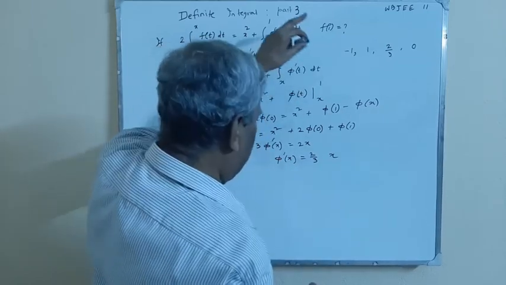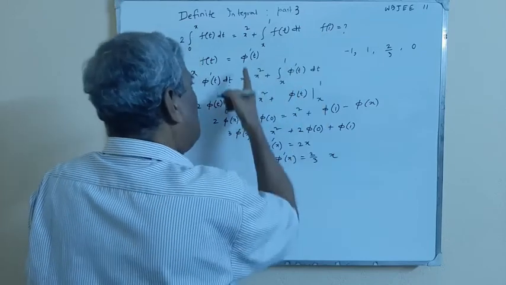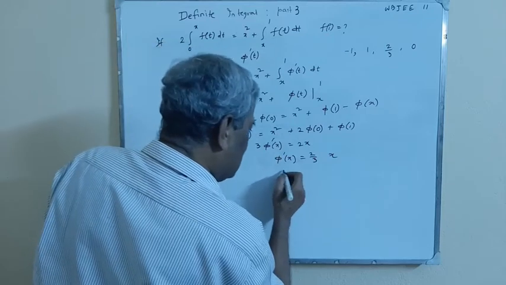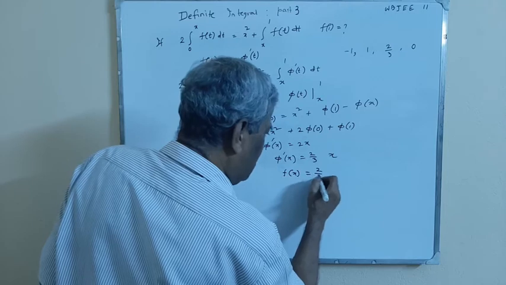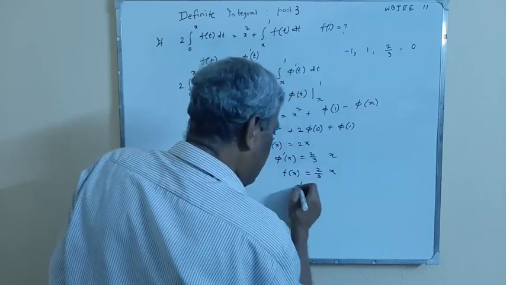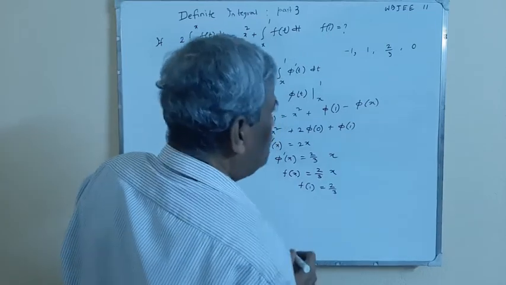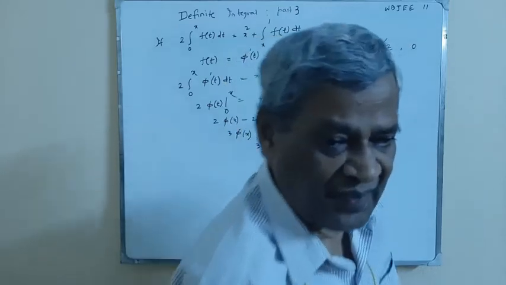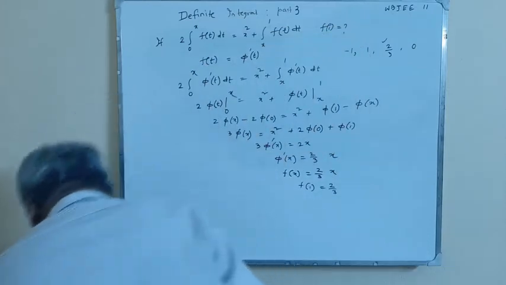We have to find f1, but phi dash t is equal to f t. So phi dash x is equal to f x is equal to 2/3 into x. We want f1, therefore f1 is equal to 2/3 into 1, that is 2/3. So this option is correct. Yes. Next problem.